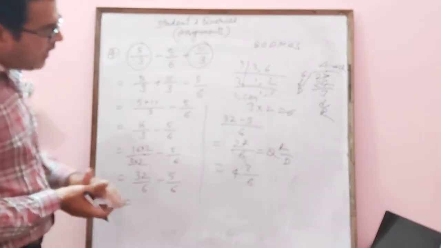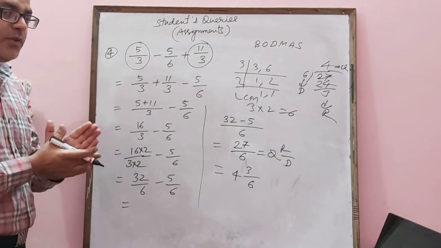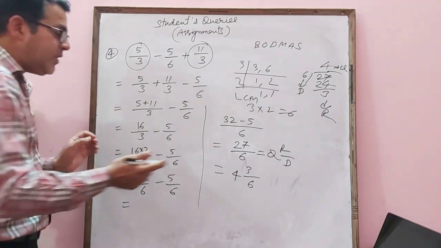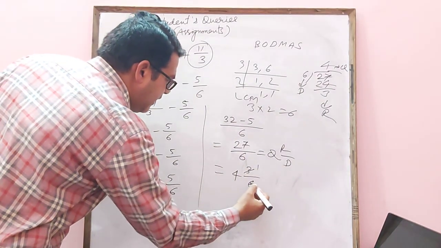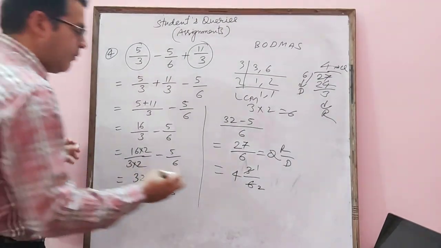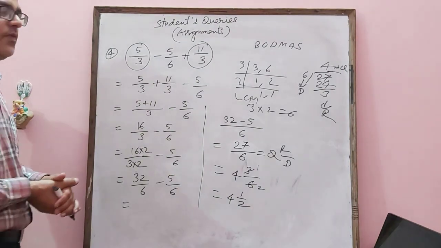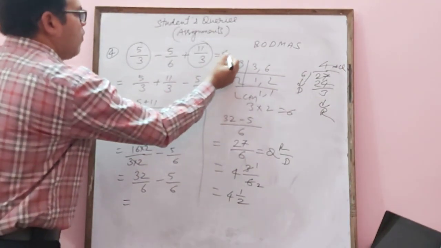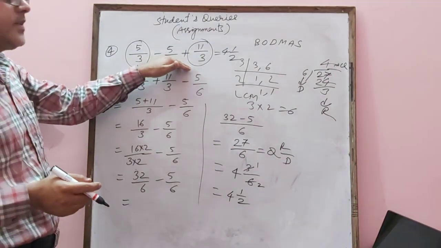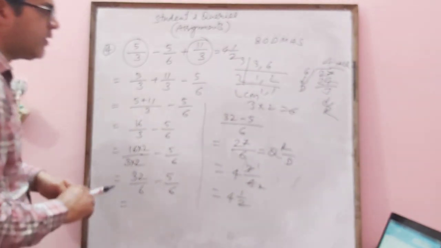Now you can see here 3 and 6, these two, there is something common. Yes, 3 is common. It means now also we can cut this 3 by 3 one time, this 6 by 3 two times. So 4 whole 1 by 2 we can write it. Right? So what will come here? 4 whole 1 by 2. After solving this expression of fractions, we have 4 whole 1 by 2. Hope you understand, guys.